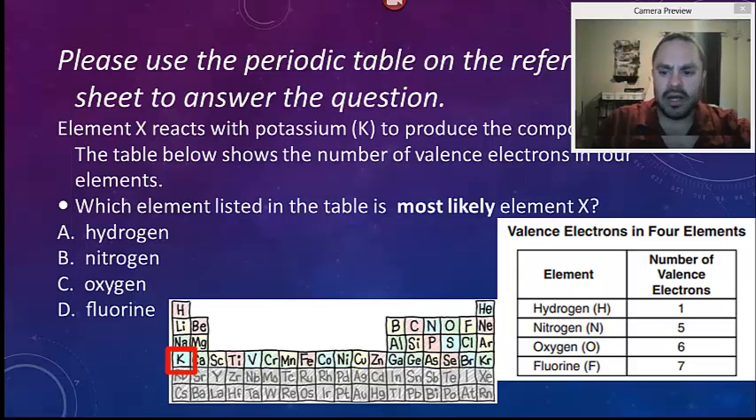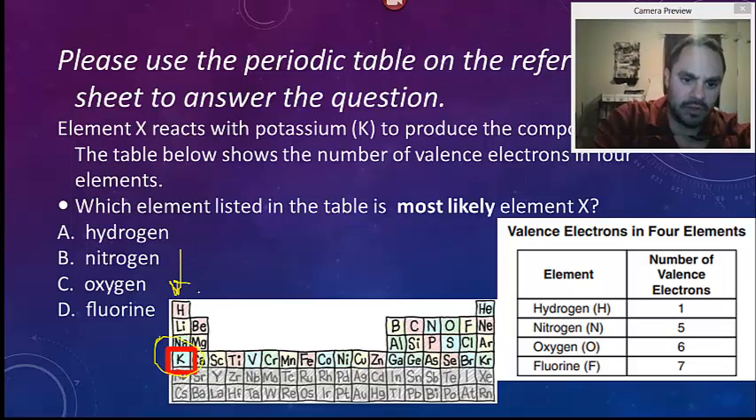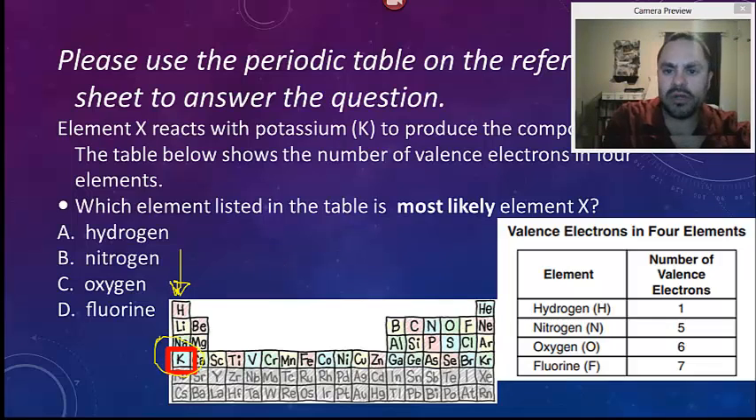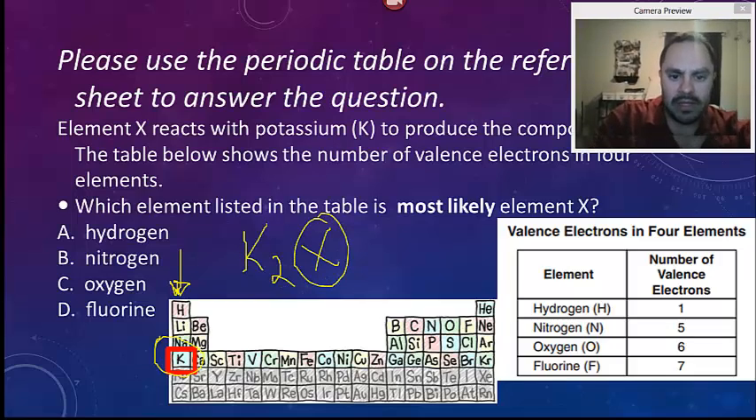So let's look at one of the questions from the released items from NECAP. This question says element X reacts with potassium to produce a compound which is K2X. The table below shows several different elements. Which one is the correct one? I'll give you a second just to look at it. First thing you have to do is find potassium here. We find it. We know it's in this first column, which means it's the group that has 1 extra electron to give up. So if it's K2X, we're looking for an element that'll be happy with 2 electrons.